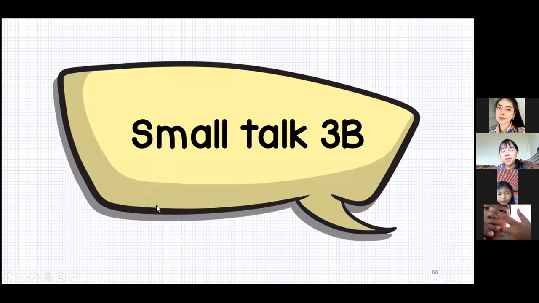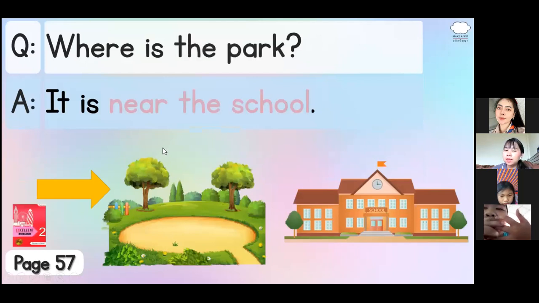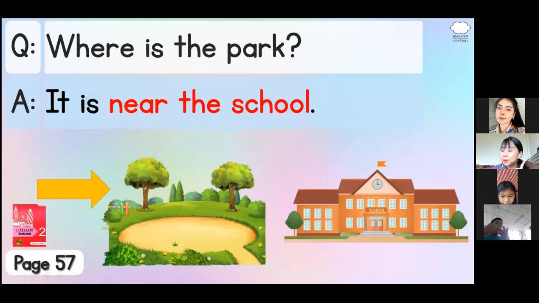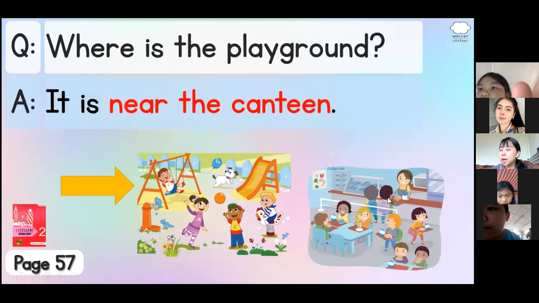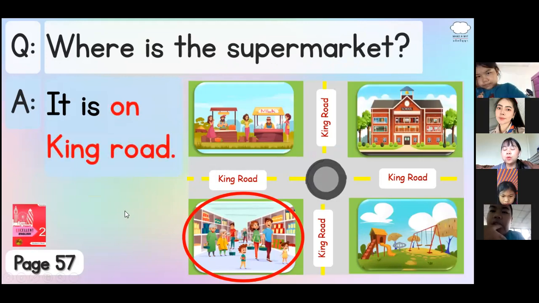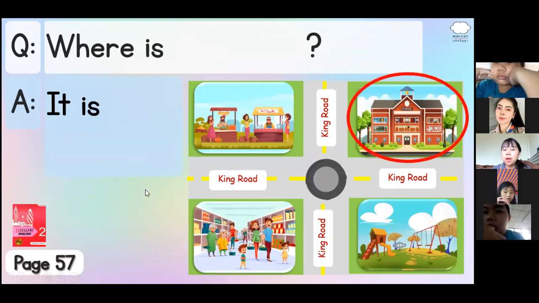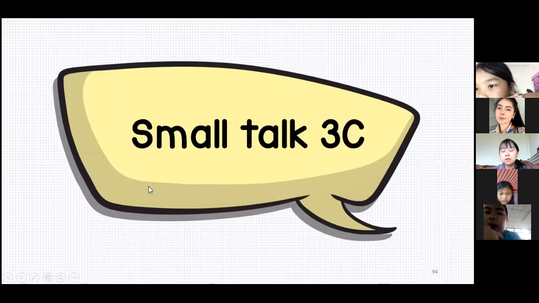Good job. Next small talk, 3B. Where is the park? It is near the school. Where is the playground? It is near the canteen. Very good. Where is the supermarket? It is on King Road. Where is the school? It is on King Road as well. Very good.